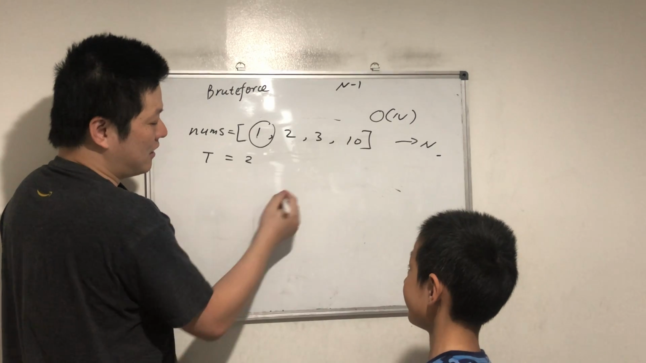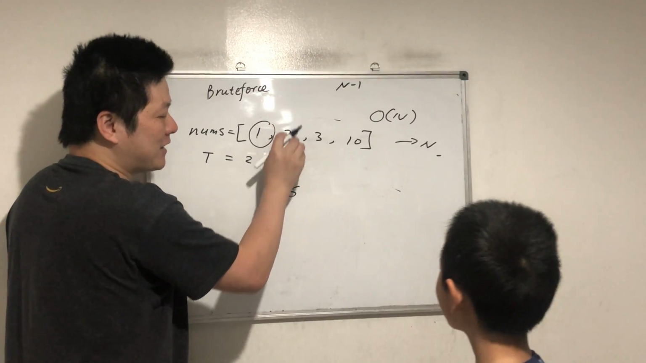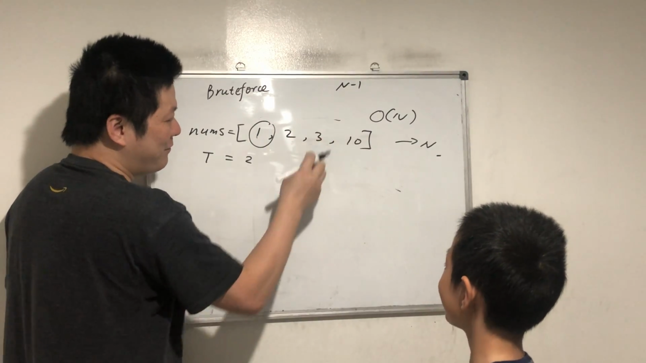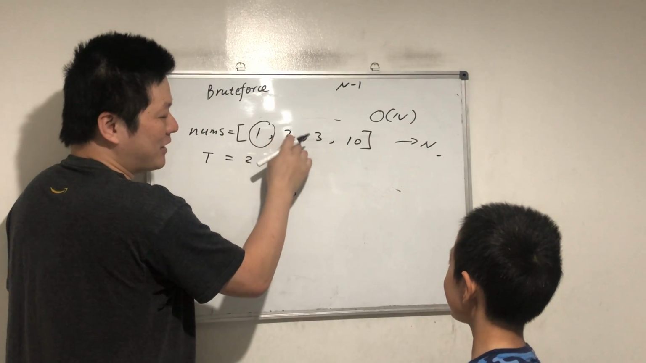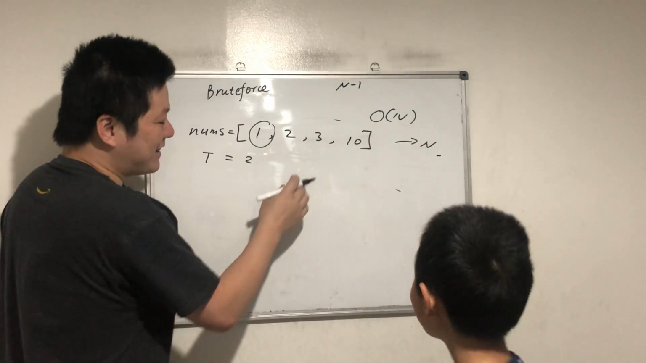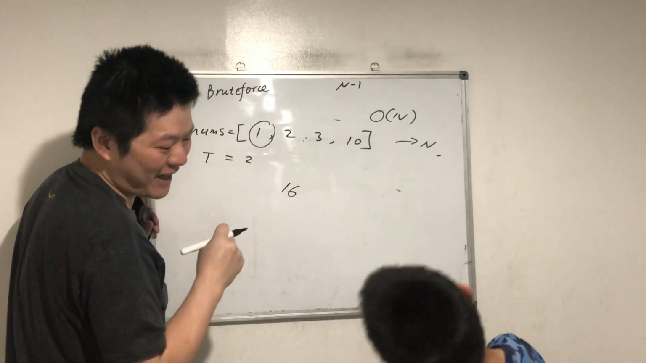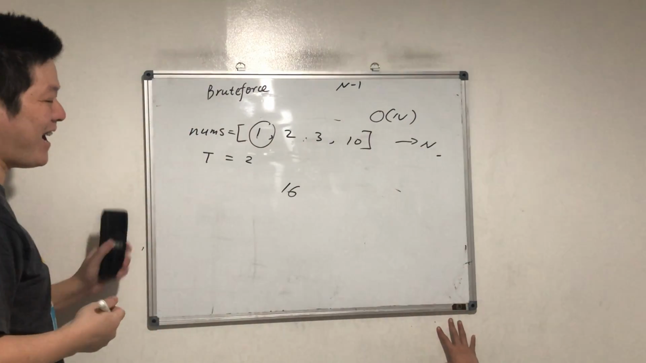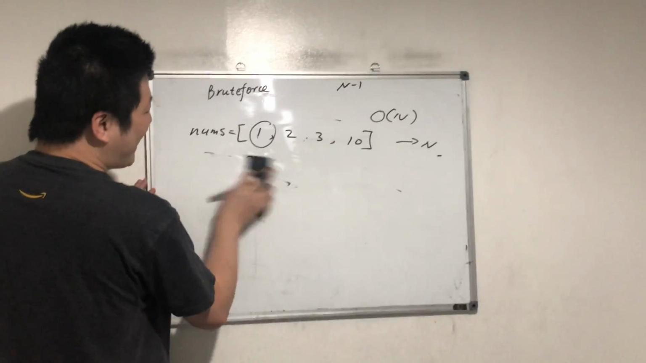16. Then if I take away 2, what's the sum of 1 plus 3 plus 10? 14. If I take away 3, what's the sum of 1 plus 2 plus 10? 13. Yeah, you got it. So sum minus the number you take, right? Okay. So you got it.